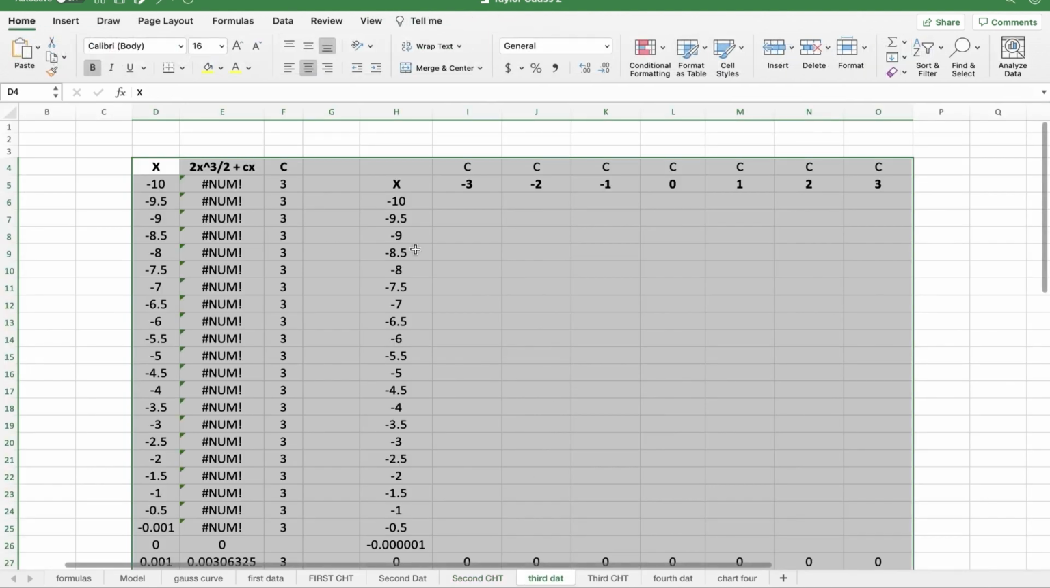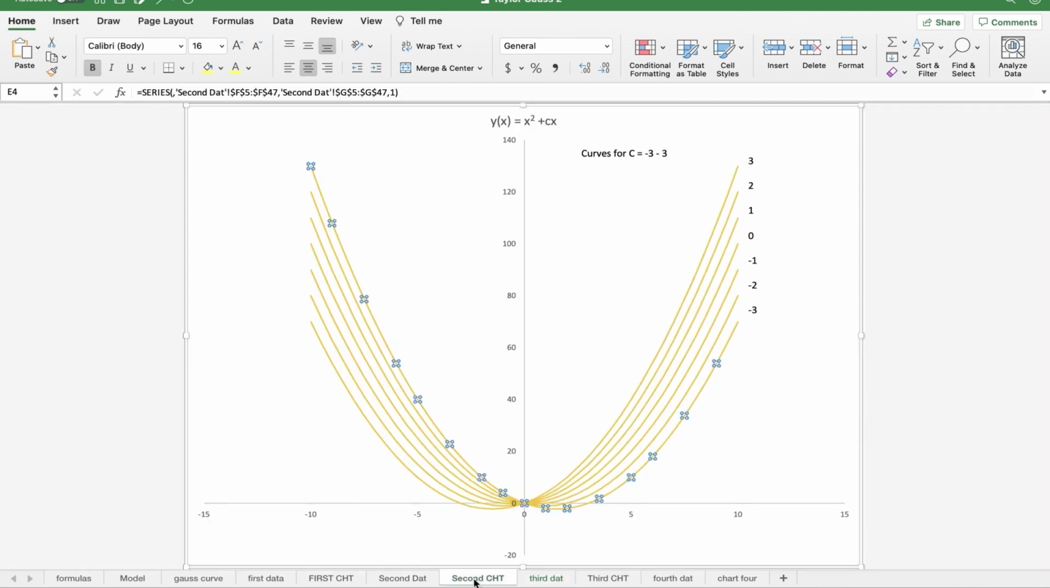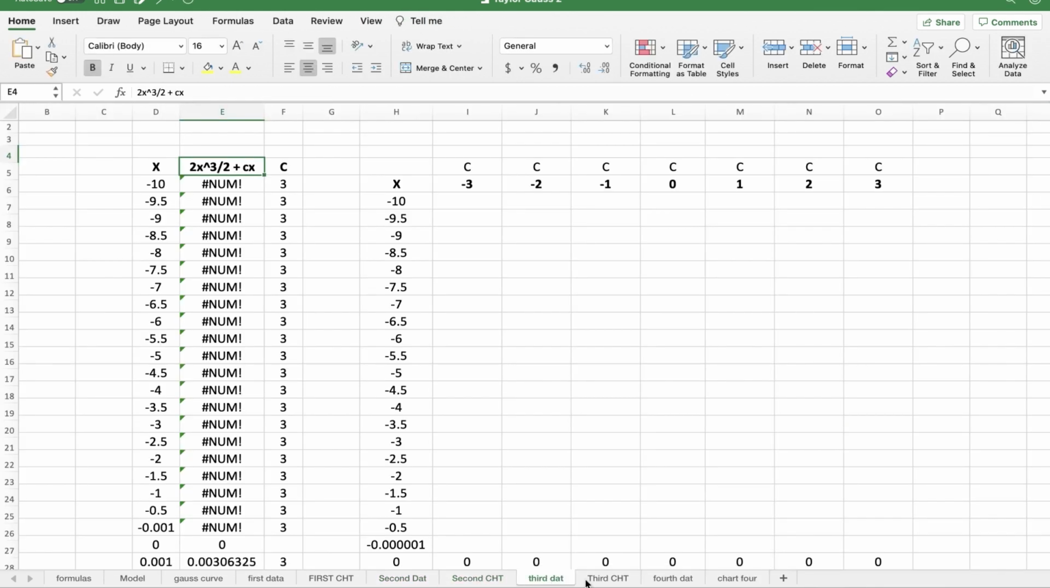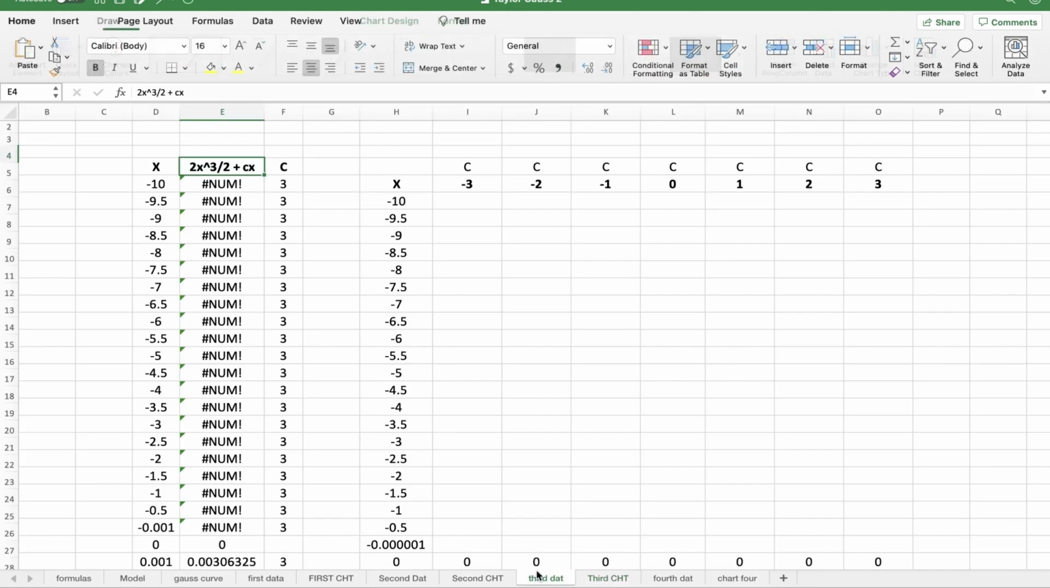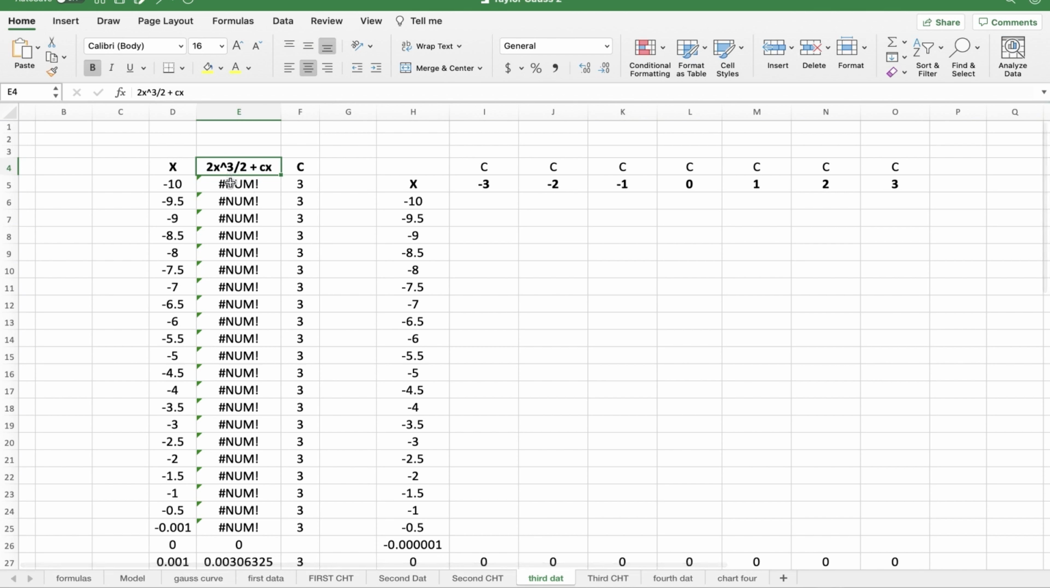And now we're looking at one of our solutions here. Look at that. I wonder what happened. This is the second chart, third chart. Huh. Okay, yes. Now, the reason I got numbers here, 2 times x raised to the 3 halves, is because we have a square root, we can't have the square root of negative numbers.